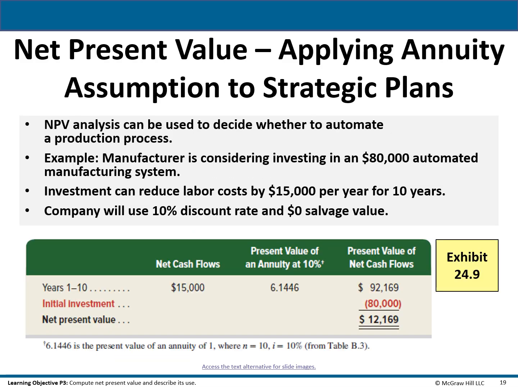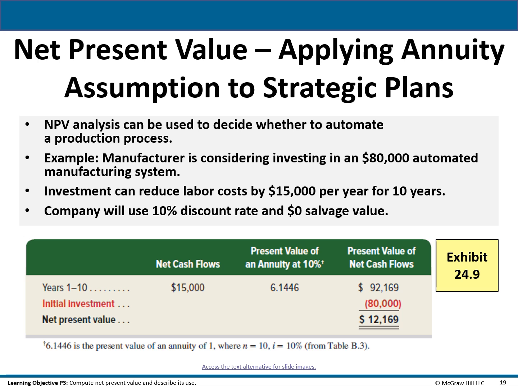So the net present value analysis can also be used to decide whether to automate a production process. For example, an eyewear manufacturer is considering an investment in an $80,000 automated manufacturing system. If the investment is made, the company can reduce its labor costs by $15,000 in each year of the 10-year useful life of the system. All other costs and revenues are expected to be unchanged, and we're going to use a 10% discount rate and a $0 salvage value.